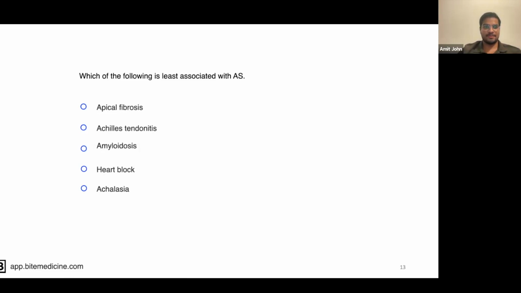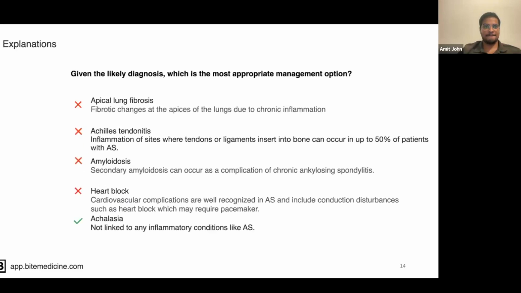Okay, so it's not heart block. So yeah, it's achalasia cardia. So the 6As, which are the complications of ankylosing spondylosis, include apical fibrosis, anterior uveitis, aortic regurgitation, AV node block. It can cause other heart blocks as well, and Achilles tendonitis and amyloidosis. So only this achalasia cardia is the odd one out.